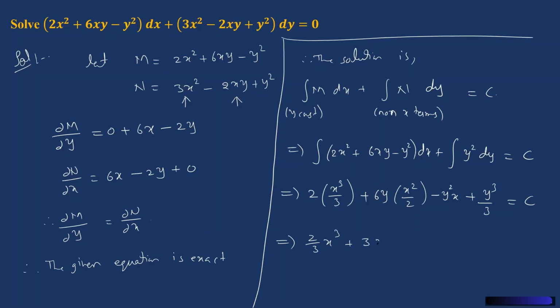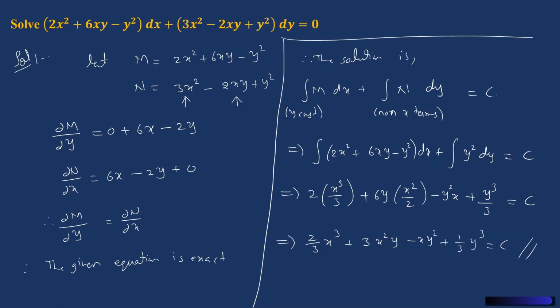It is 3x²y − xy² + y³/3 = c. This is the solution of this differential equation. Even when you are given an exact differential equation, just by looking at it, we need to first evaluate these two partial derivatives. And when they are equal, we proceed further to write the solution.